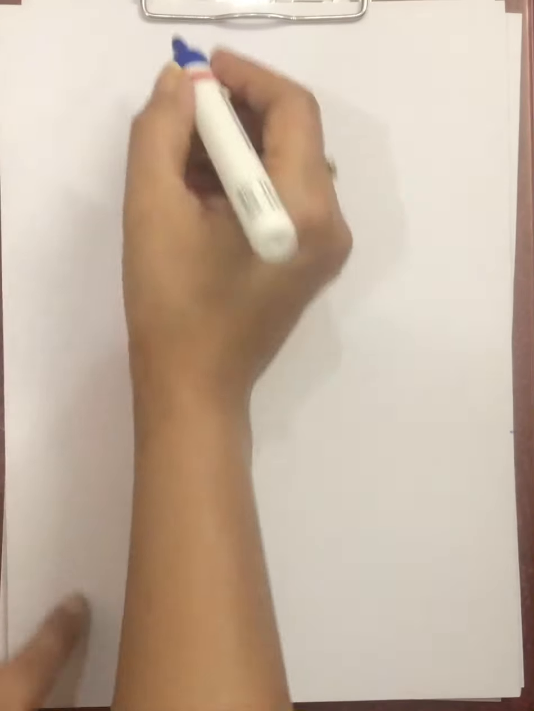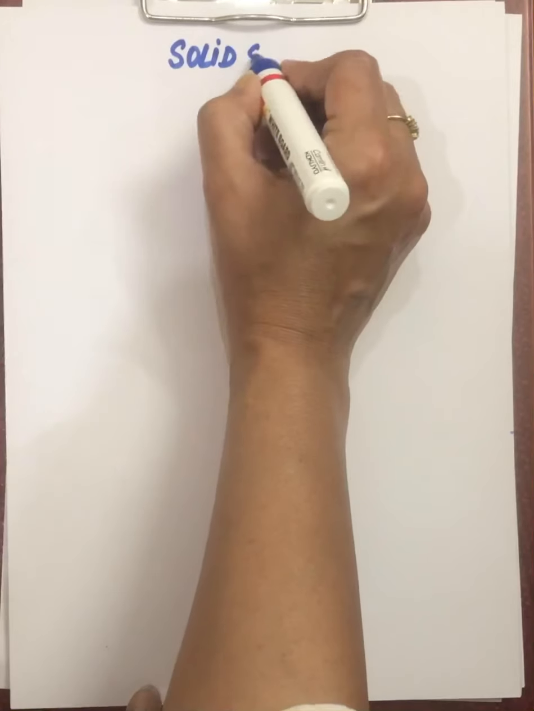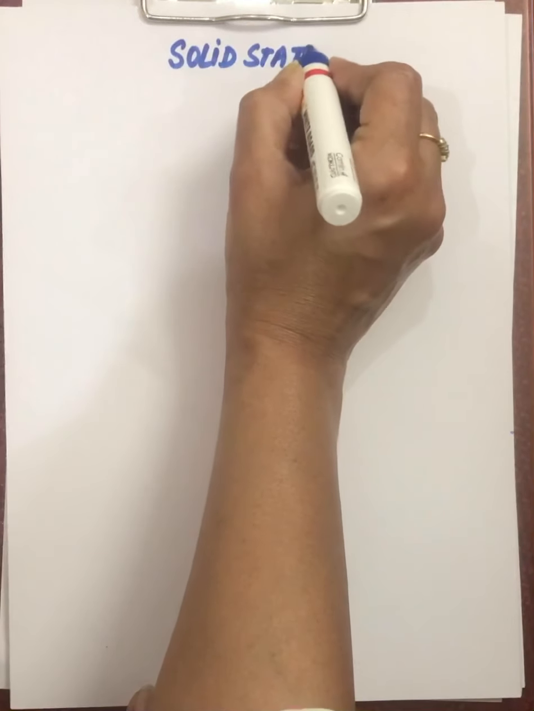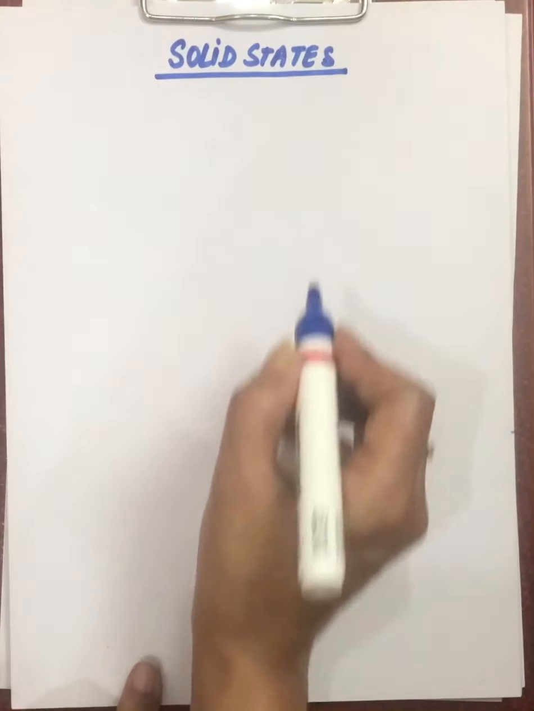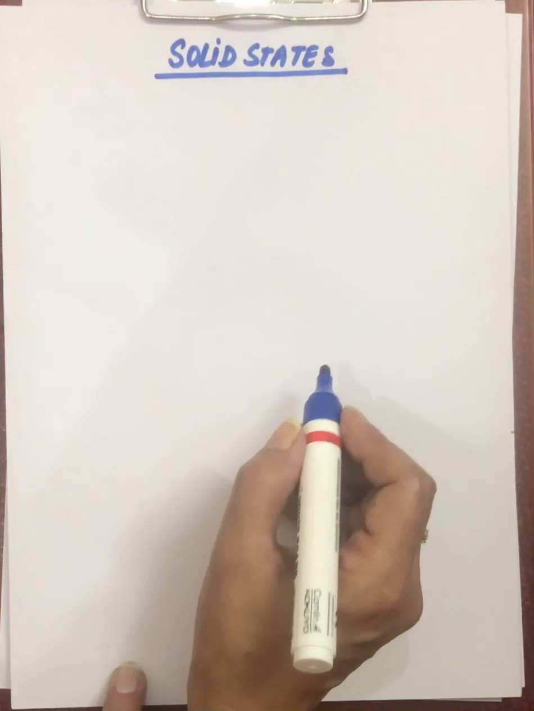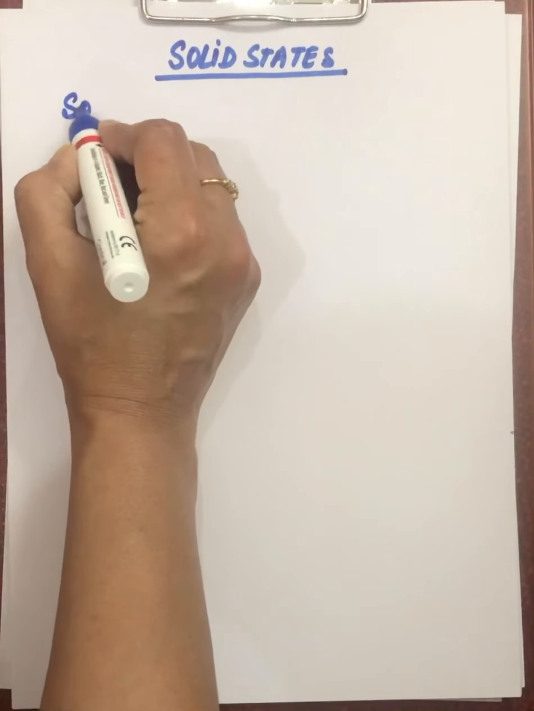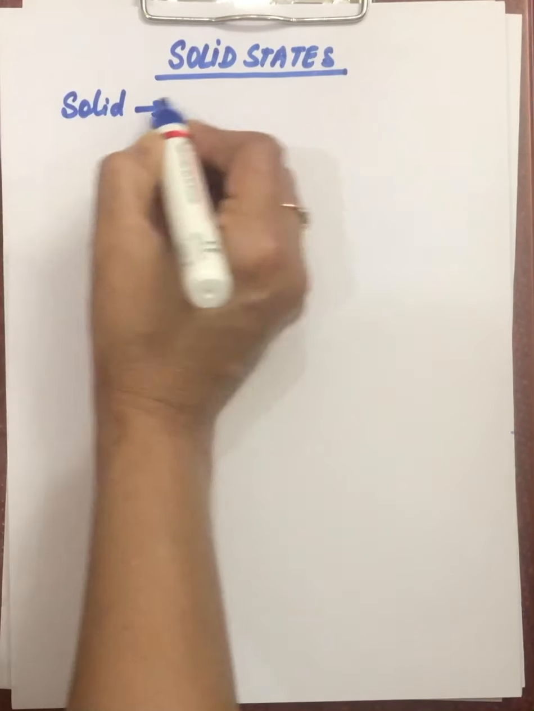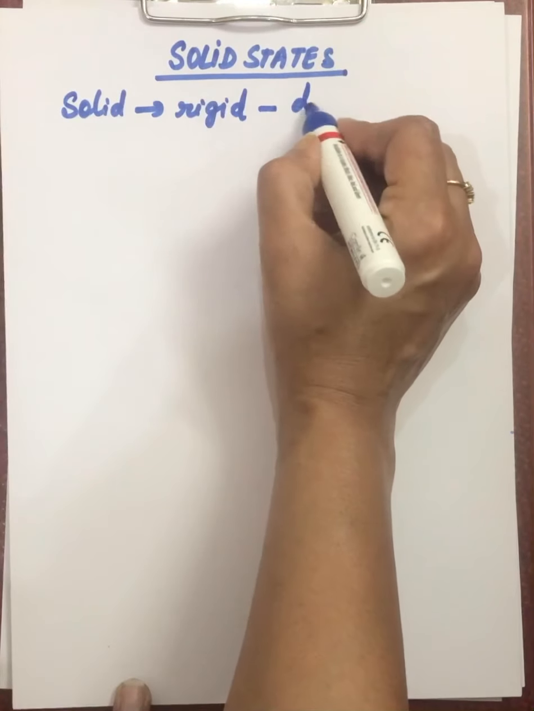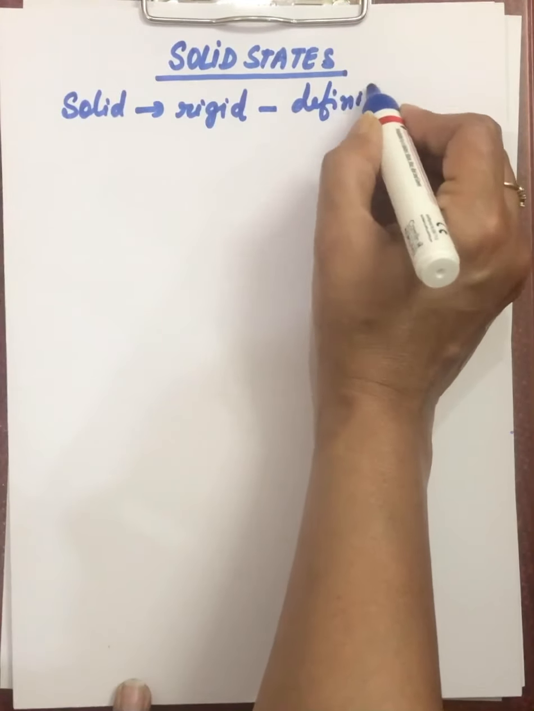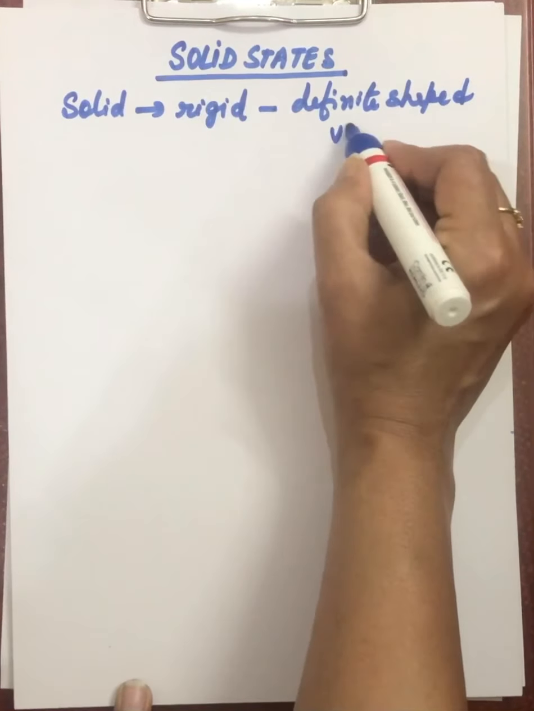Today we are starting with the first chapter of class 12th, solid states. Matter has three physical states: solid, liquid and gas. So we are studying solid state. Solids, as we know, are rigid. Why are they rigid? Because they have definite shape and volume.